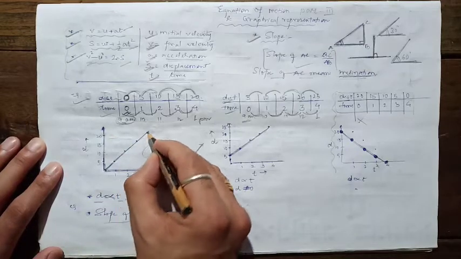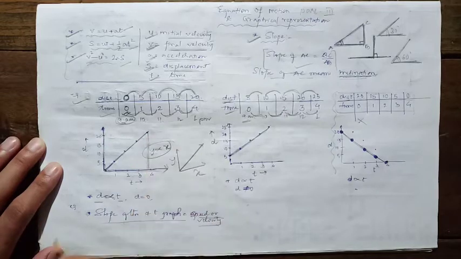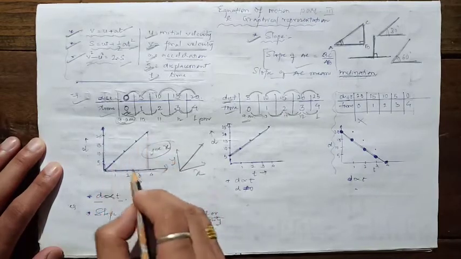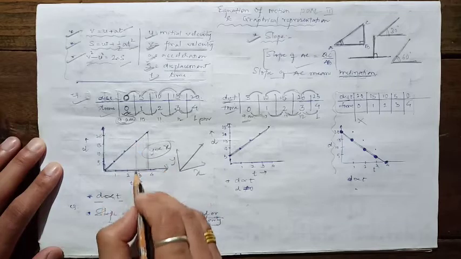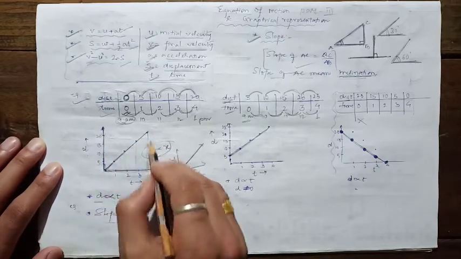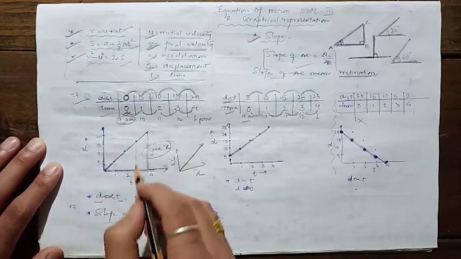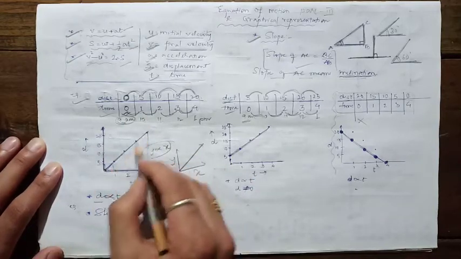I'll draw one right angle triangle. You can draw a right angle triangle of any size. You can consider this right angle triangle, or you can also construct this small triangle. You can consider a right angle triangle of any size. Let's consider this bigger triangle. Now slope means this angle, and you know how to calculate the slope.